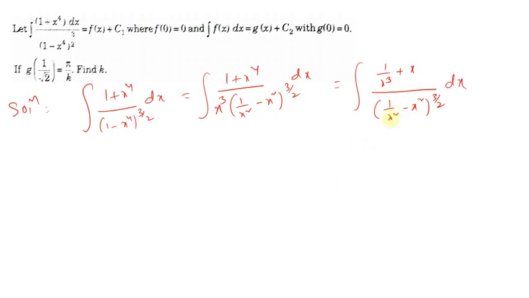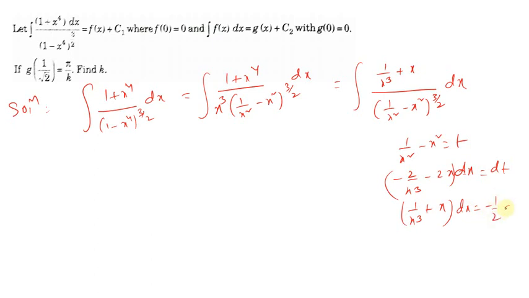Now this is working. The derivative of 1 by x square is minus 2 by x cube, and the derivative of x square is 2x. So let me take 1 by x square minus x square is equal to t. Then minus 2 by x cube minus 2x dx is equal to dt. So finally you are getting (1 by x cube plus x) dx is equal to minus 1 by 2 into dt. So according to this situation, what happens?